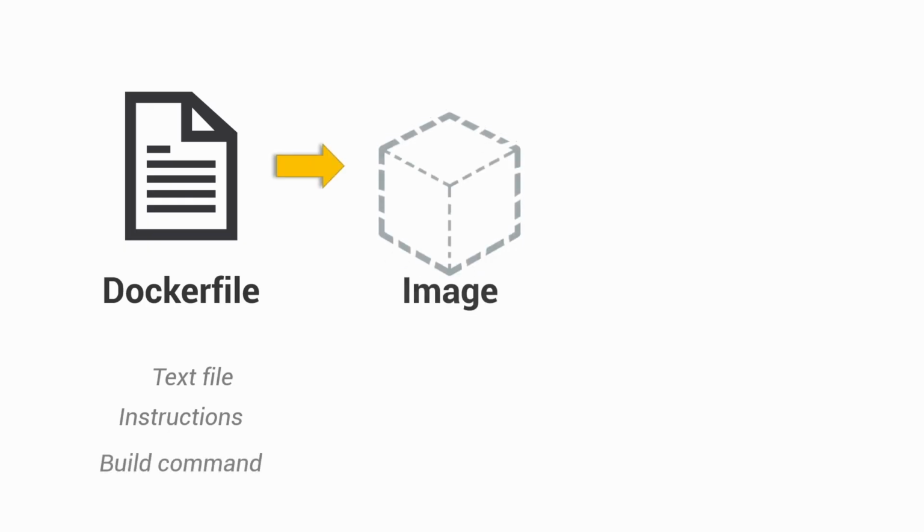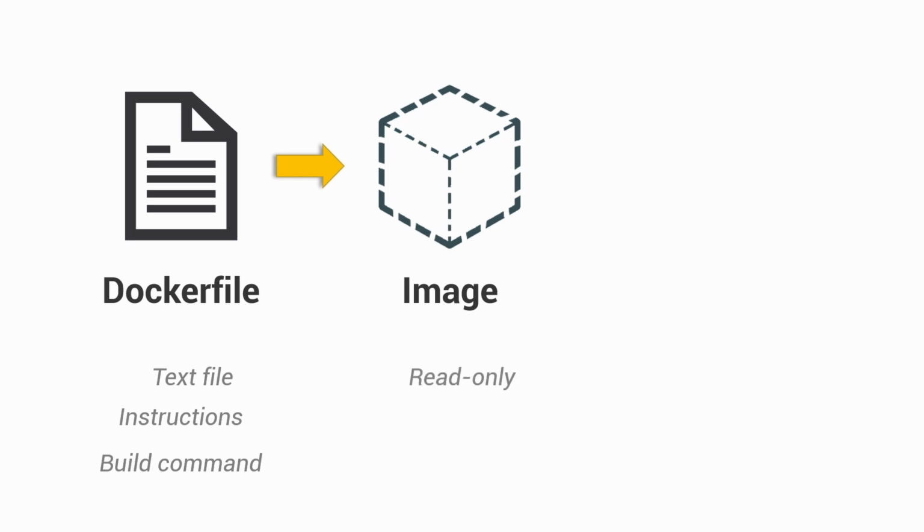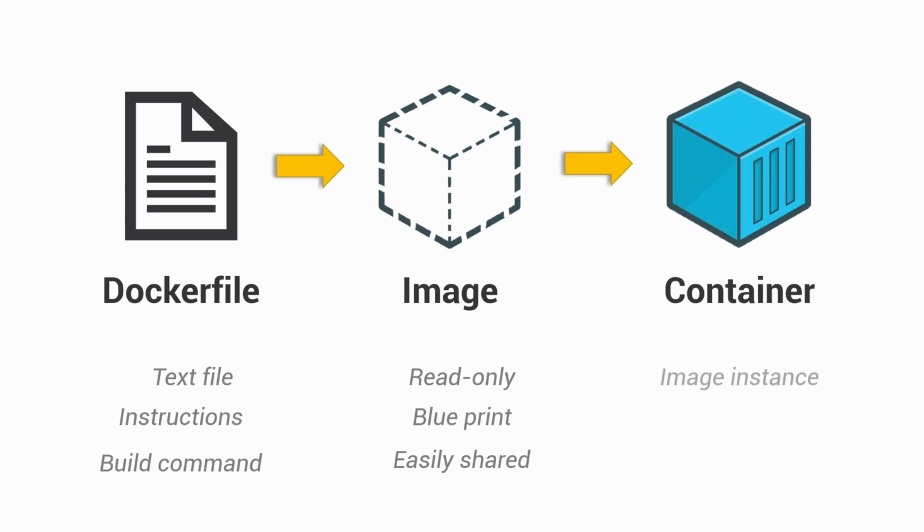There are three key concepts that you need to know about when using Docker. First and most crucial is the Dockerfile. This is really just a text file that has instructions on how to create an image. These instructions will include what code to copy and what dependencies to install. Using the docker build command, this Dockerfile will generate an image. An image is just a read-only blueprint for a container. Images are easily shared and can be pushed to or pulled from a registry like Docker Hub. Then finally, a container is an instance of a Docker image. In reality, this is just a running process that can be started, stopped, and restarted as many times as you want from the same image.